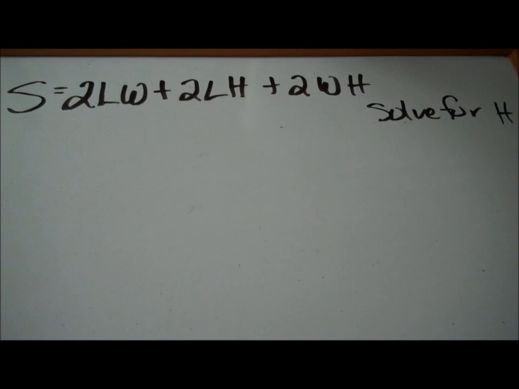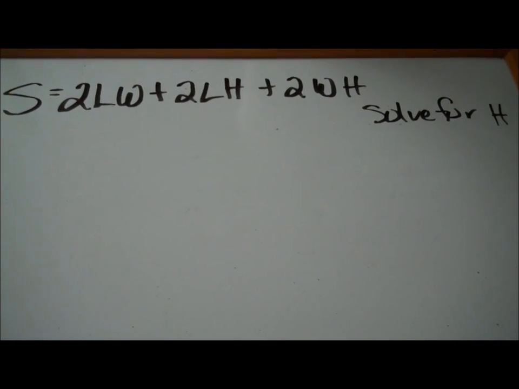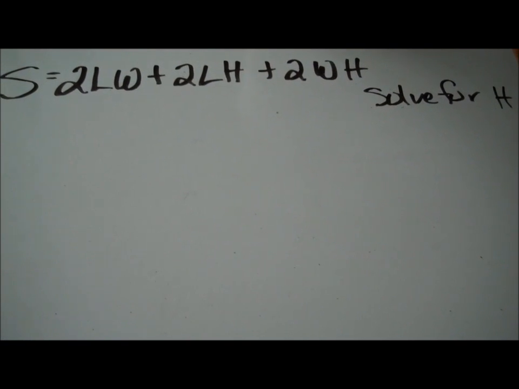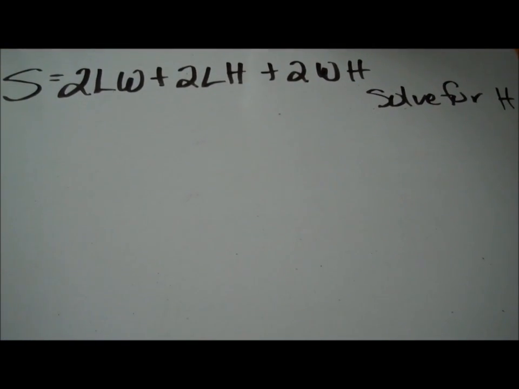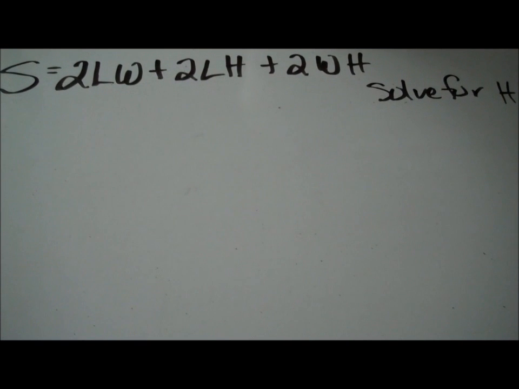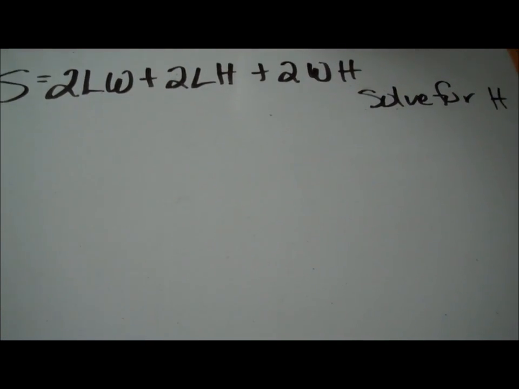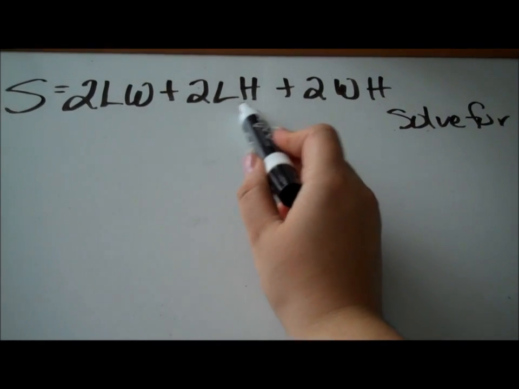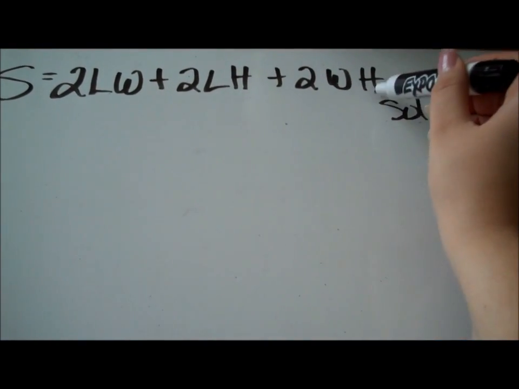Okay, the next problem is a formula. This is the formula for surface area of a rectangular box. Sometimes we have to take formulas or equations and solve for a particular variable. In this case, we're going to be solving for h. So notice that h is right here and h is right here.